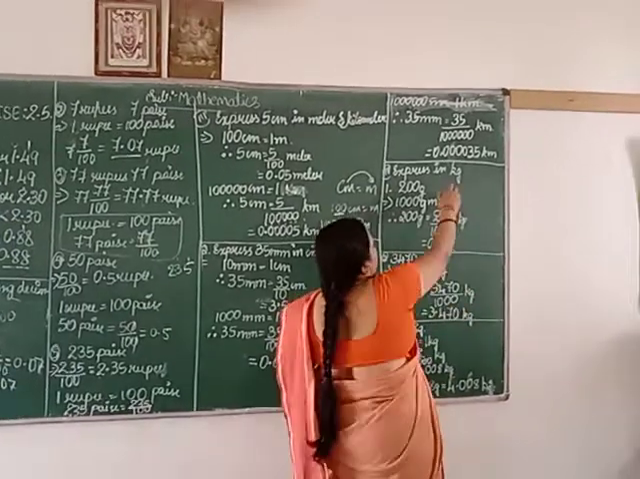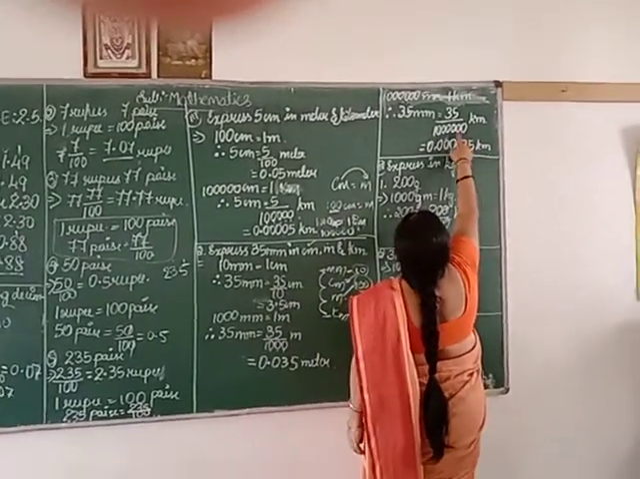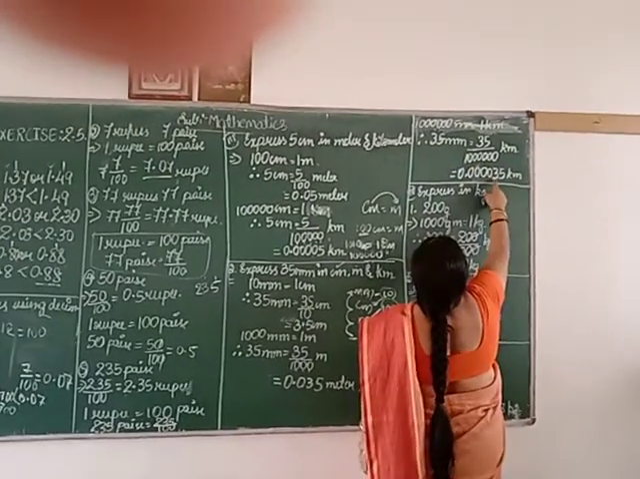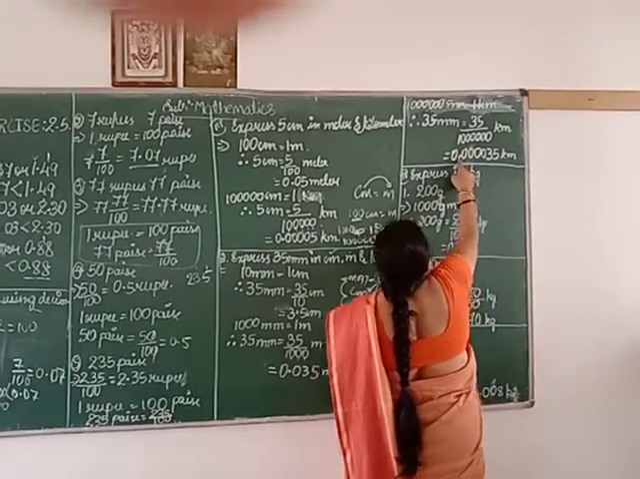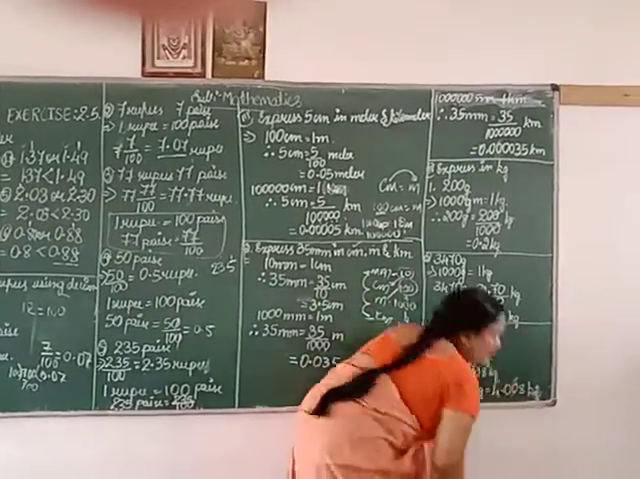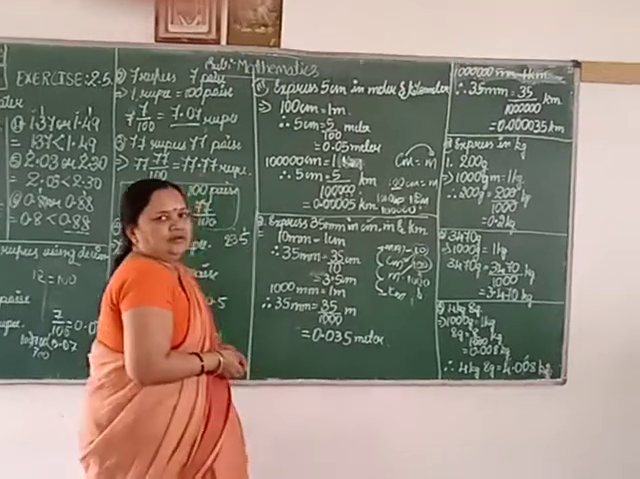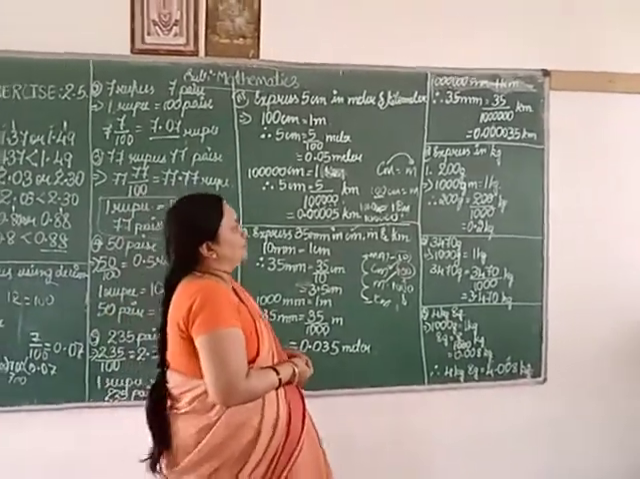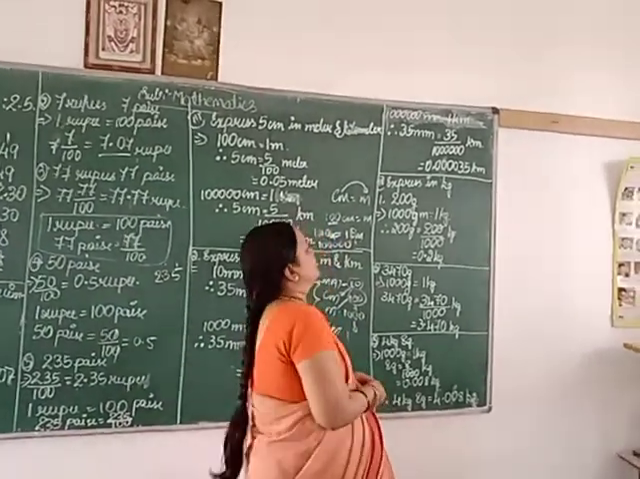So here also we write 35 as the numerator. How many zeros are there? 1, 2, 3, 4, 5, 6. Then the decimal point. Understood, children? I hope you have understood all these conversion points in your third main. Now we'll go to the fourth main, which is also conversion only.